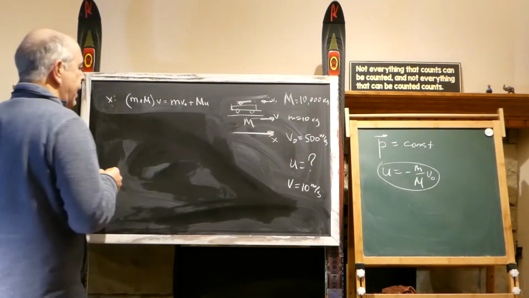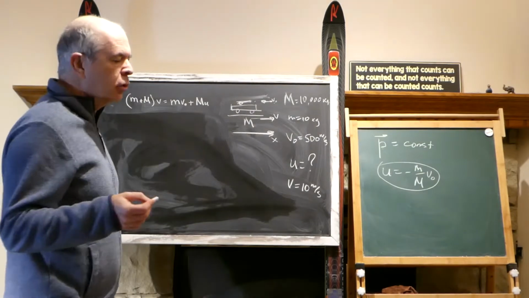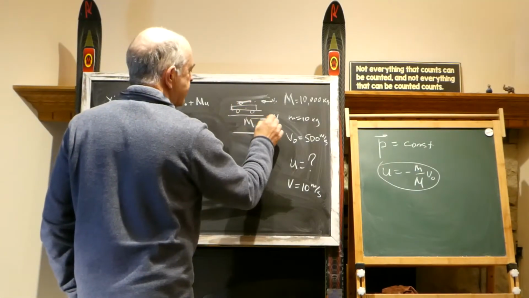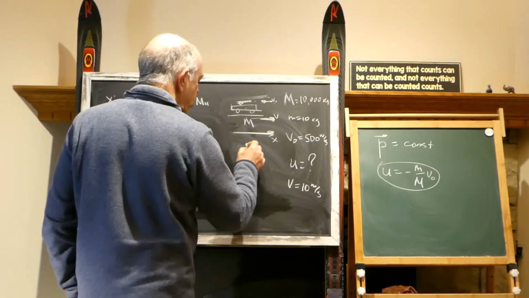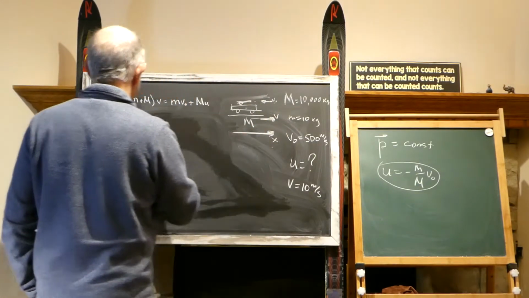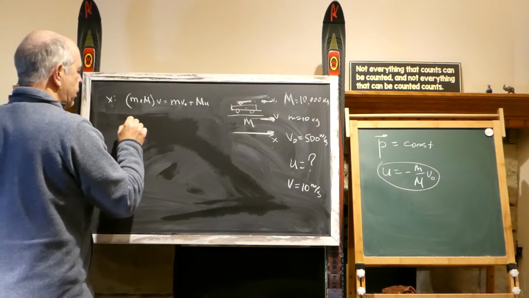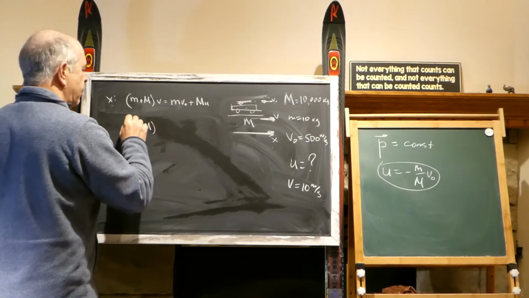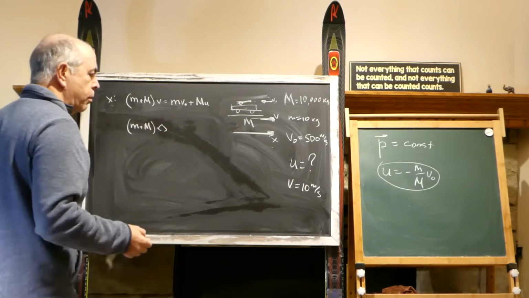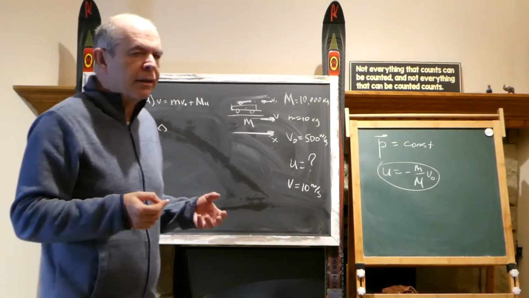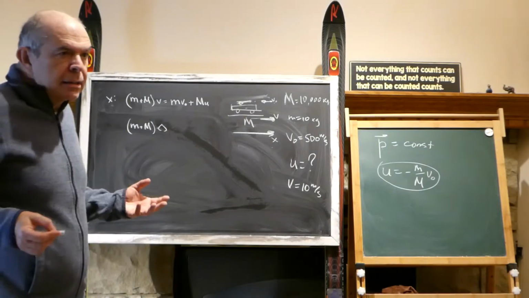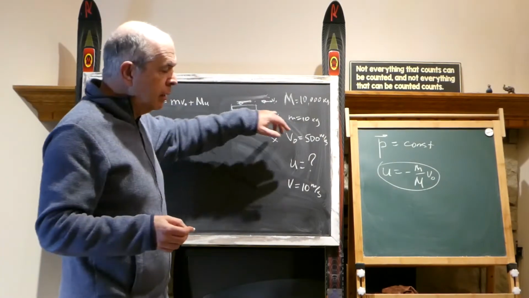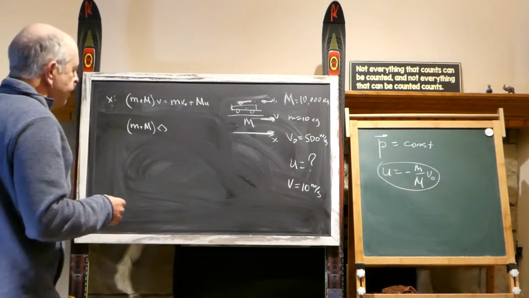And now I'm saying let's use the same logic, but in the system of coordinates that moves with this speed v. If it moves with this speed v, then the initial momentum would be (M plus m) multiplied by 0, because in this system of coordinates everything is at rest. The center of mass is moving, and then everything is at rest.